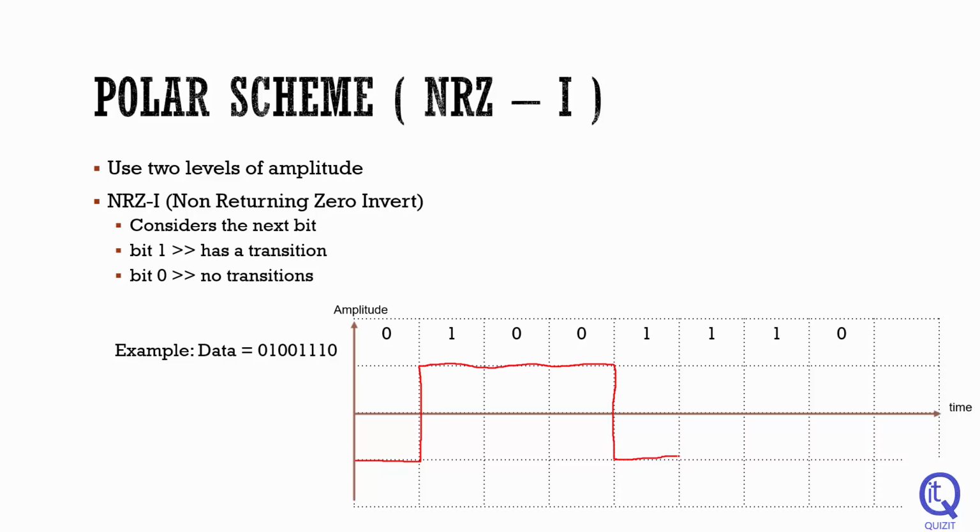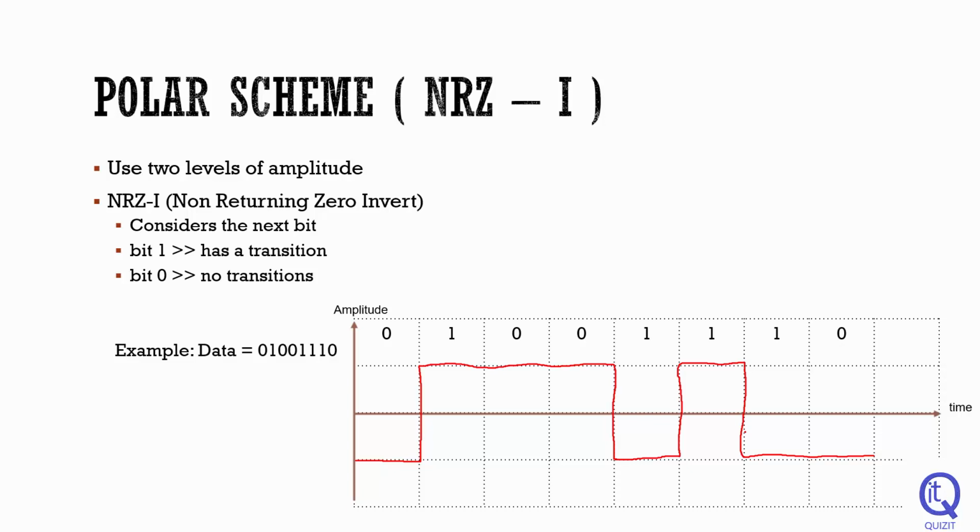And I have the other bit as 1, and then I have to make another transition. I'm going up, and for the next bit again I have to make a transition. I'm going down and roll like this, and for the last bit I have 0, that means I do not have any transitions. So when you compare the previous example and this one, you can see that the signal is inverted. So it's up to you to decide whether you are going to start from upper level or lower level.